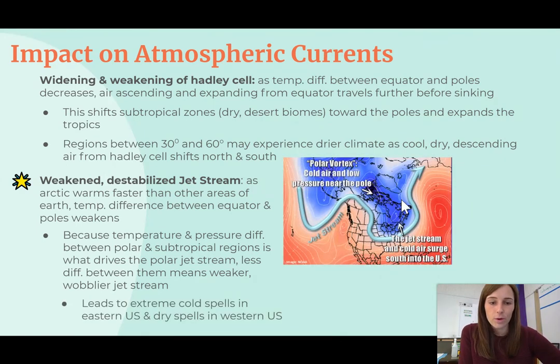And this is kind of another one. If we zoom in here to the United States, what this does is it's going to lead to extremely cold spells in eastern United States and more dry spells in the western United States. So as this vortex ends up topsy-turvy there, then we are going to get that occurring.